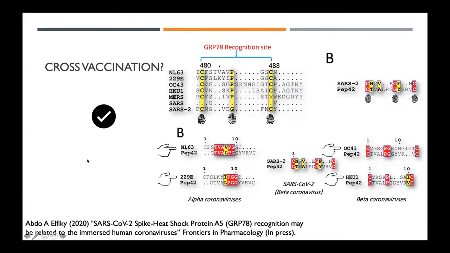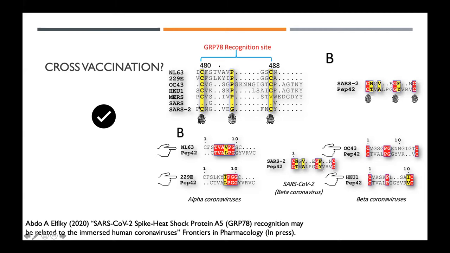Now we came across the different coronavirus strains. Can we see if the other coronaviruses can be used as a vaccine or maybe help in vaccine development? Here is a part of the multiple sequence alignment of the different human coronaviruses. As we can see here, there are three fingerprints for maybe the vaccination or cross vaccination.